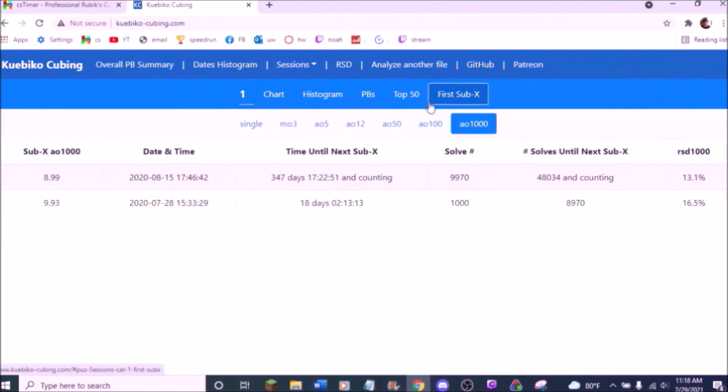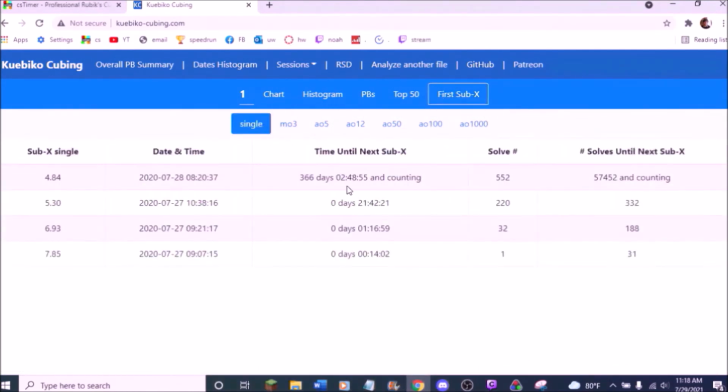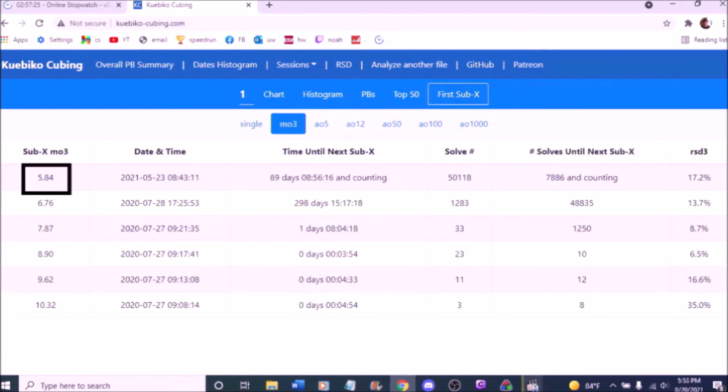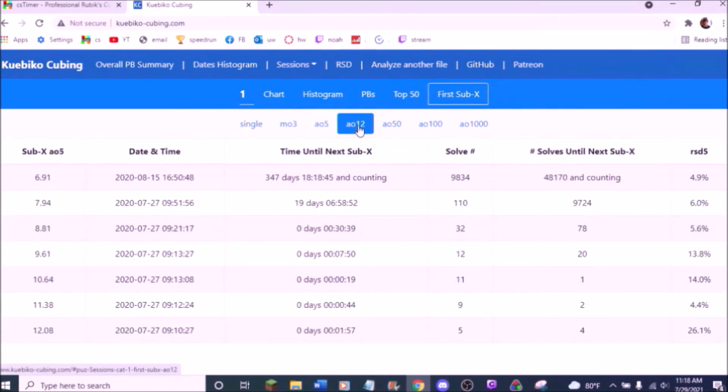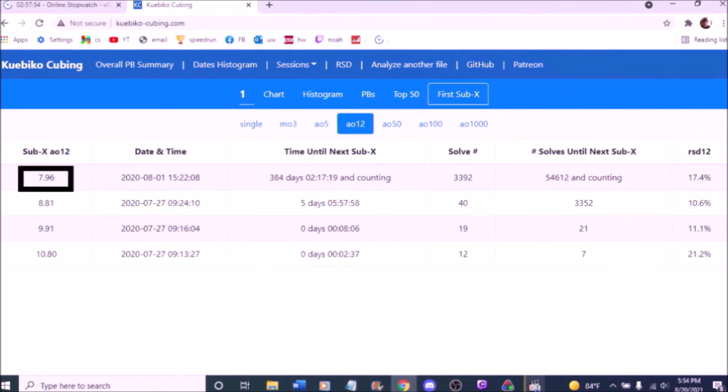This section shows when you got your first sub X time or average. For single, I got my first sub 5 on the second day and never got a 3, unfortunately. For mean of 3, I got my first ever sub 6 in May. Average of 5, I pretty quickly got a sub 7 and never got a sub 6. Average of 12, same story. Quickly got a 7.XX and then that was it.